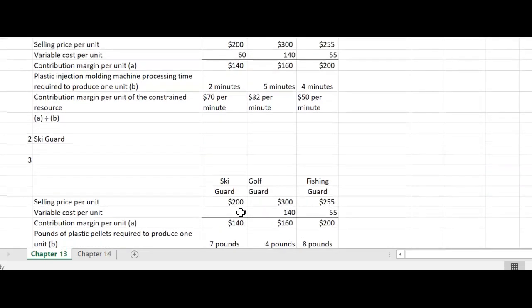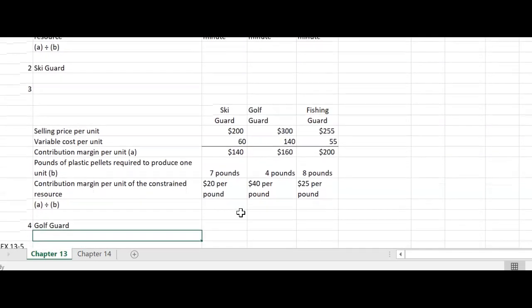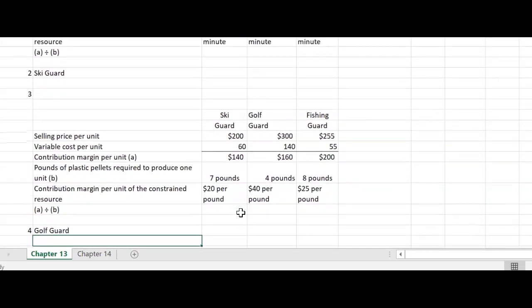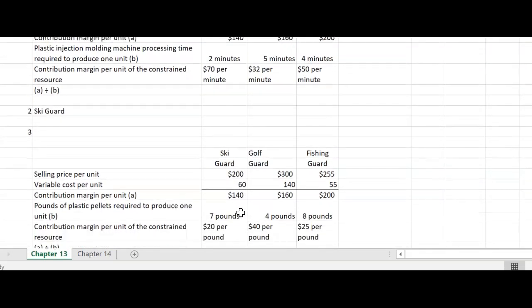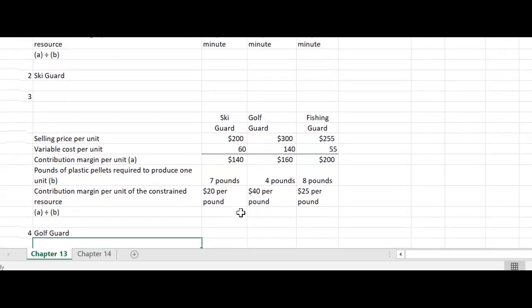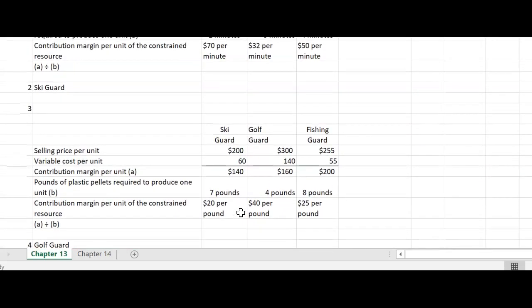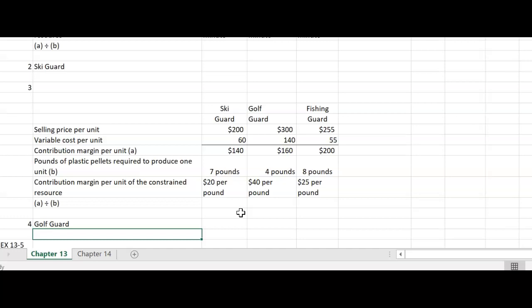Again, we are going to calculate the contribution margin, and the contribution margin does not change from the first constraint, but this time the constraint is the number of pounds of pellets used. For the Ski Guard, it's the $140 contribution margin. The number of pounds of pellets is 7. So if you take 140 divided by 7, that's $20 per pound.